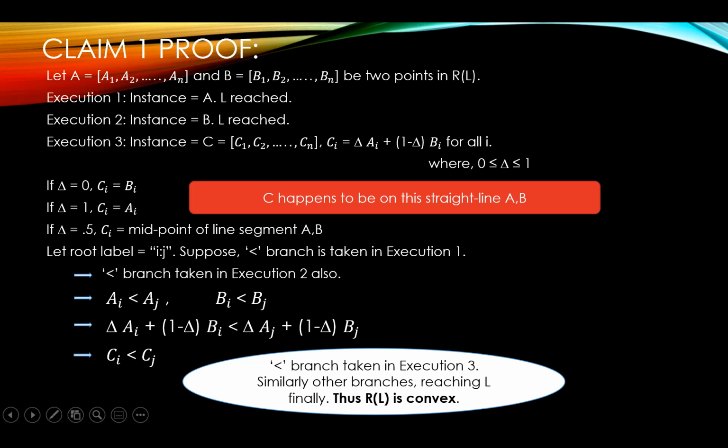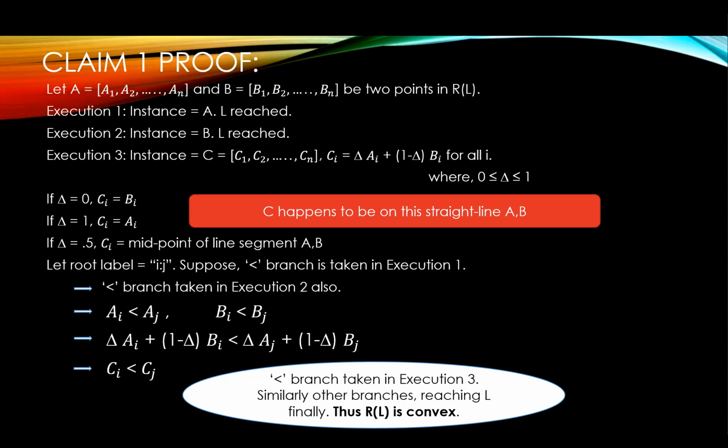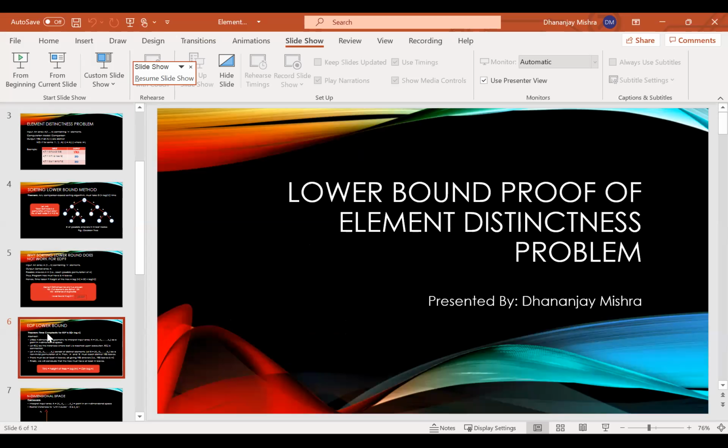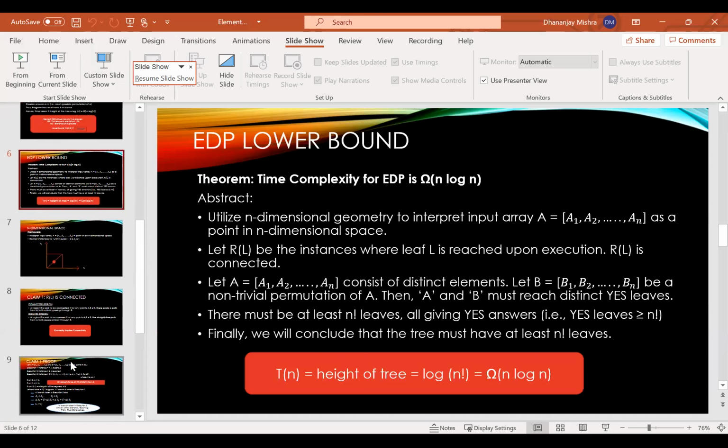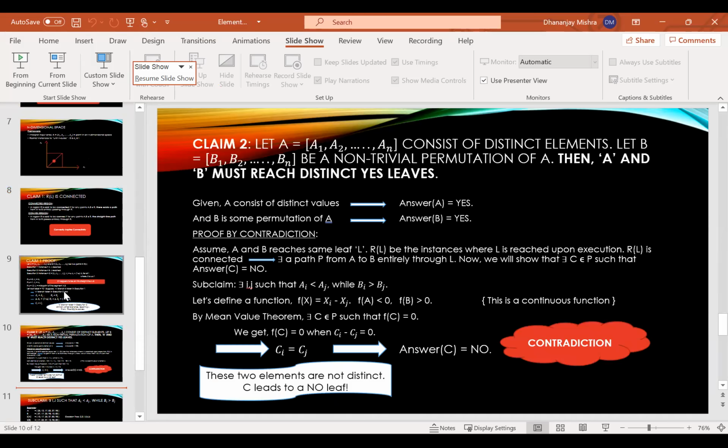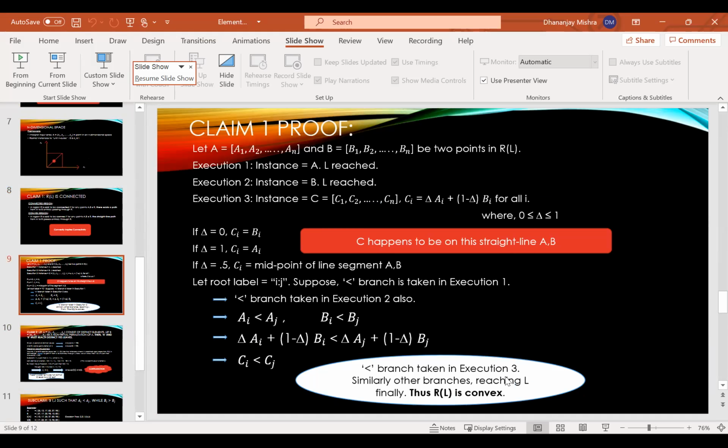Similarly, in this manner, other branches will reach L finally. So we can say R of L is convex, which implies R of L is connected.